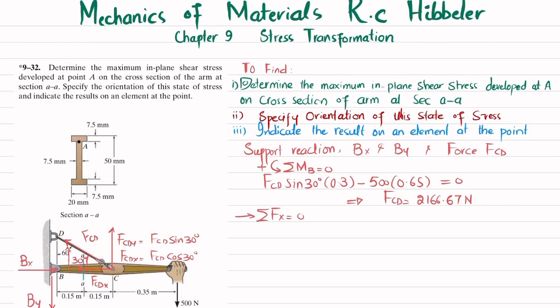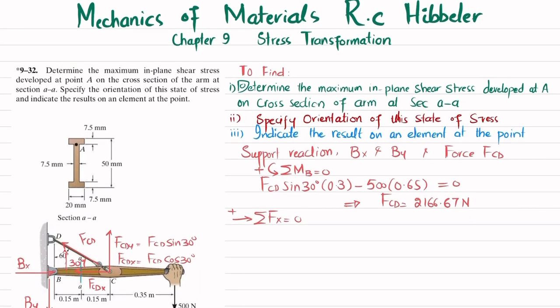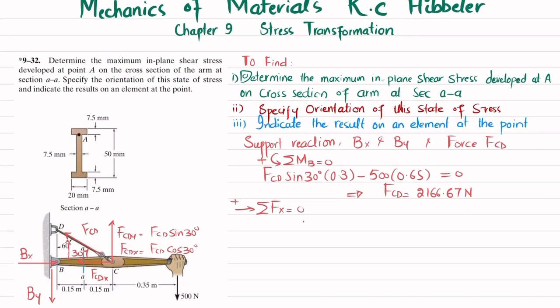Now you will find Bx by using the equation of equilibrium that the sum of all forces along the x direction must be equal to 0, with force in this direction taken as positive. So Bx is in the positive direction while FCDx is in the negative direction. Their sum must be equal to 0. So I will write Bx minus FCDx, which is FCD into cos of 30 degrees, is equal to 0. So Bx minus 2166.67 into cos of 30 degrees is equal to 0. When you calculate it, you will get Bx equal to 1876.39 Newton.